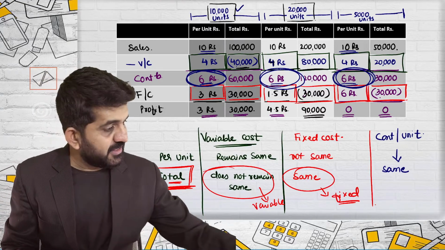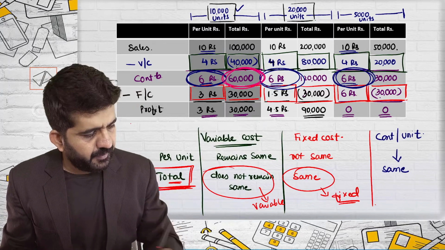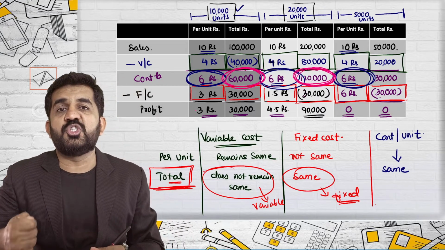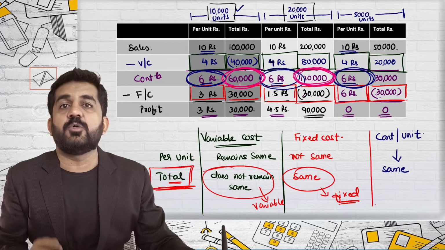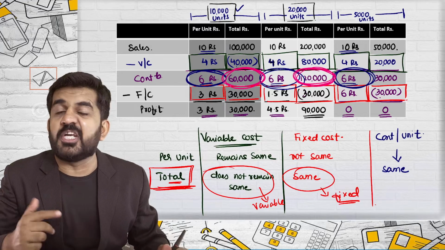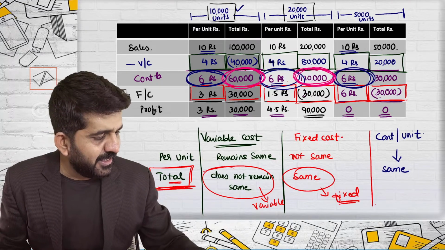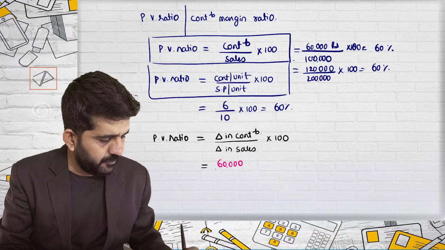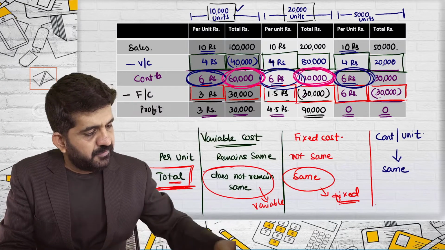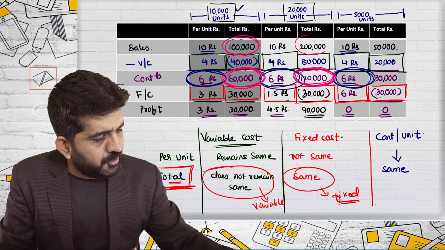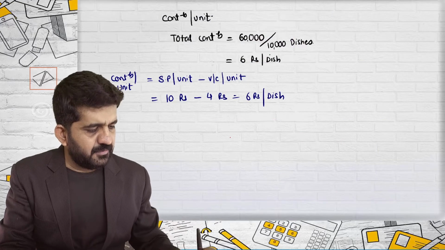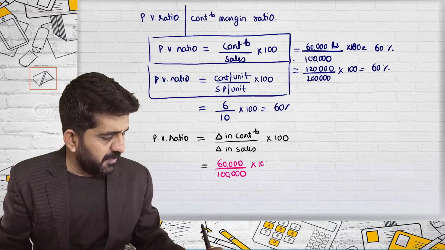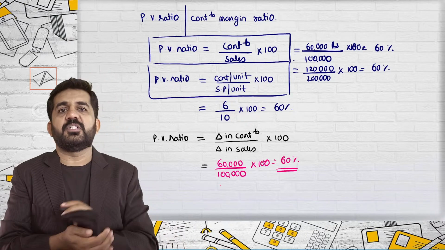My contribution was 60,000. Now my contribution is becoming 1,20,000. So what is the change in contribution? 1,20,000 minus 60,000, in terms of rupees, not in terms of percentage. So contribution has increased by 60,000. Sales has increased from 1 lakh to 2 lakhs. So what is the change in sales? 2 lakh minus 1 lakh is 1 lakh. Multiplied by 100, I will still be getting the answer of 60%.